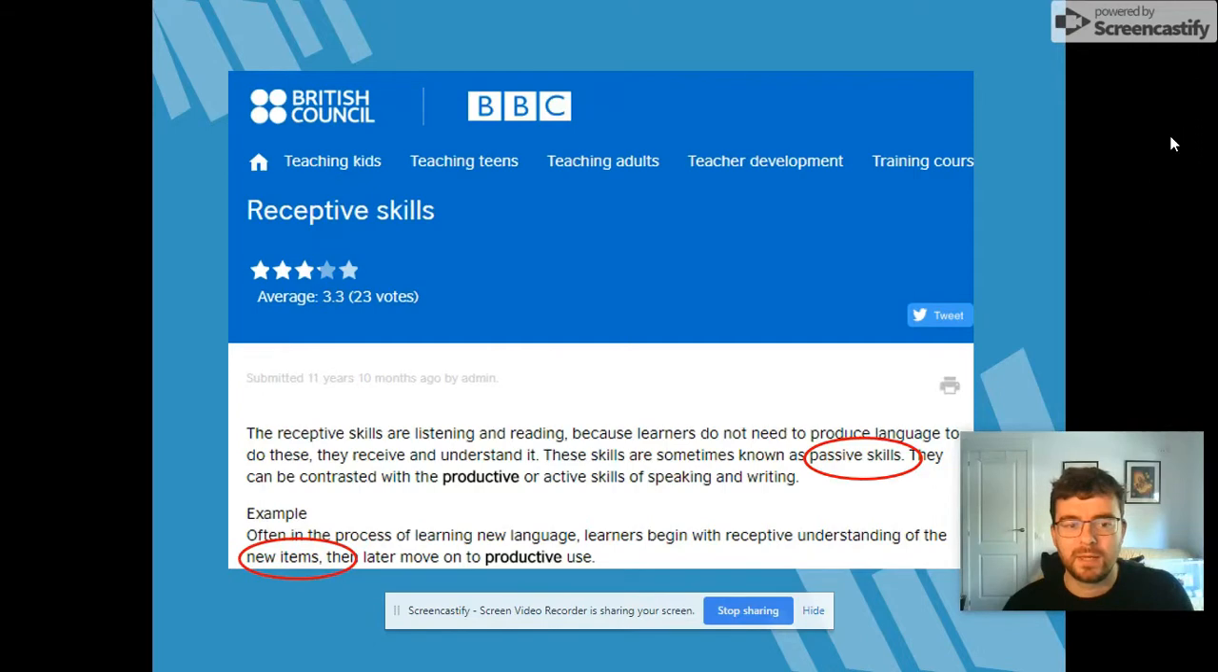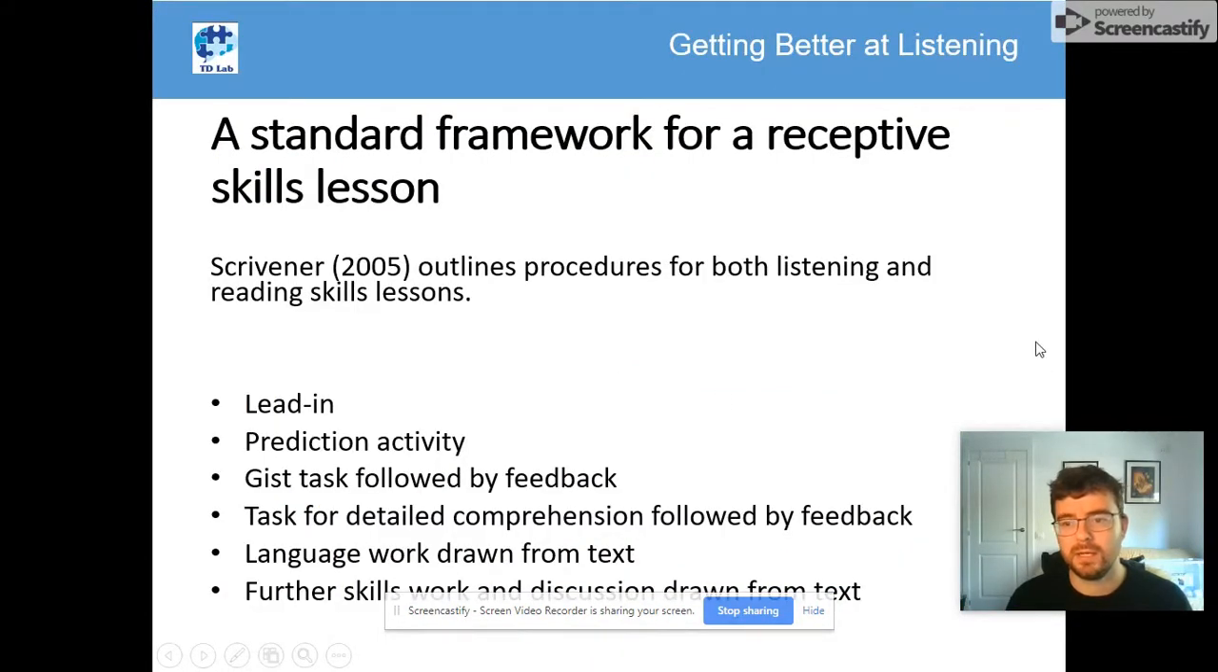And the fact that it's characterized as a way of presenting new items, basically a model using a text as a way to present models of grammar and lexis, which you can then practice afterwards, rather than a skill to be developed in its own right. So that's a bit of a problem with the way we look at the concept, the construct maybe even, of what listening in the classroom is.